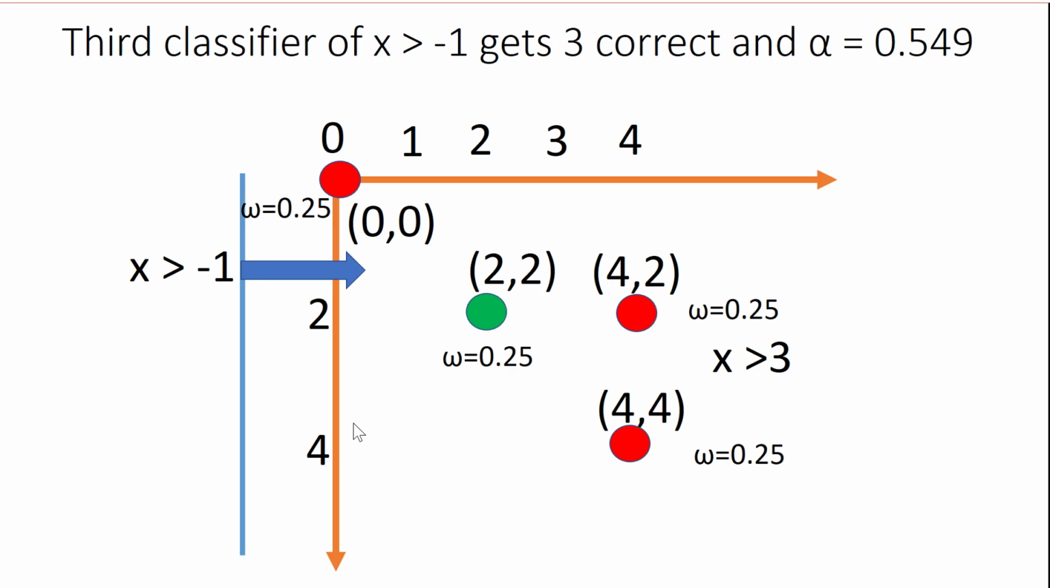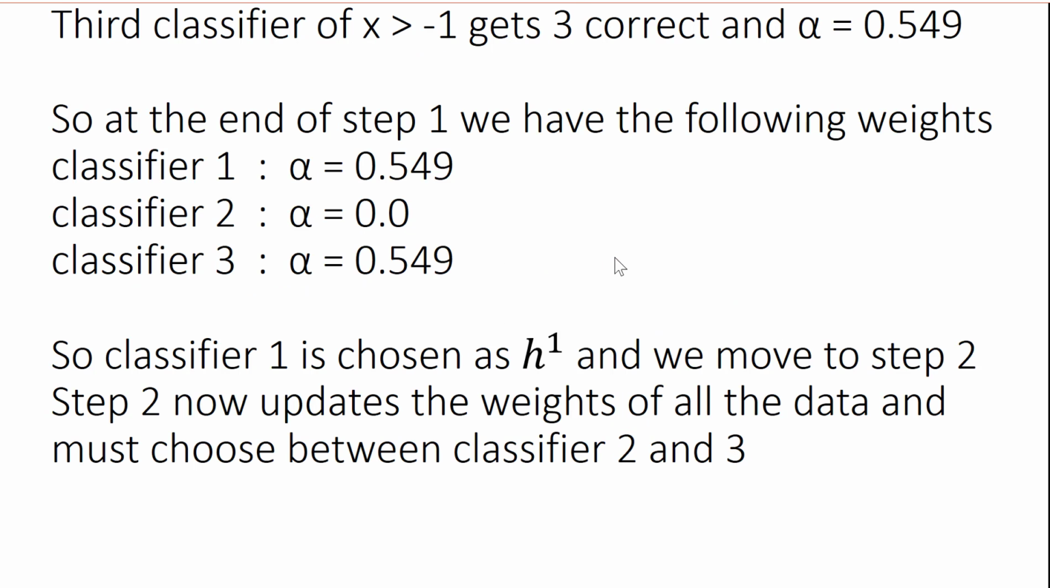Now we look at this one, and this one is a good classifier as well. It gets 3 out of 4 correct. This one is true, this one is true, this one's true. It gets this one wrong, the 2 point. So again, this classifier will have an alpha of 0.54. And so this is the situation at the end of step 1.